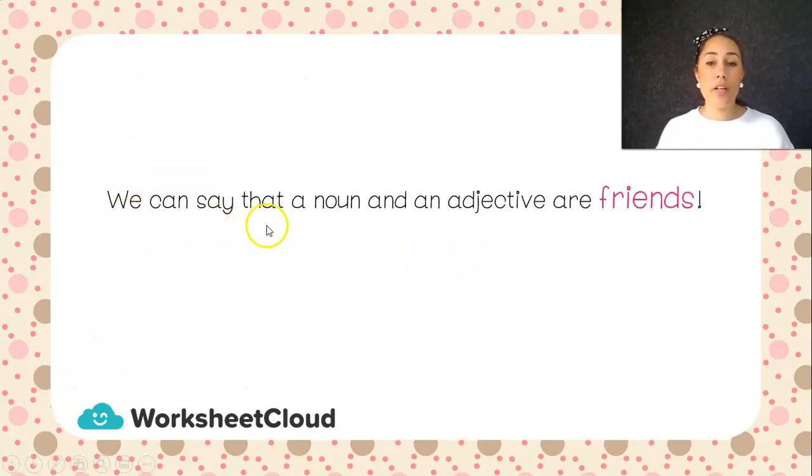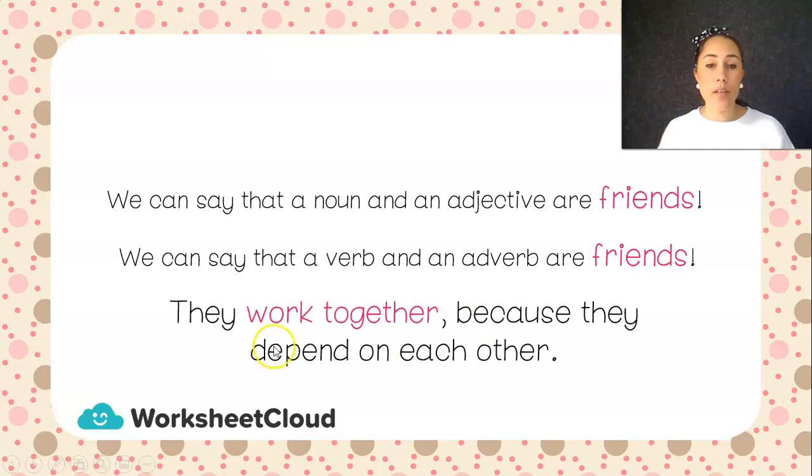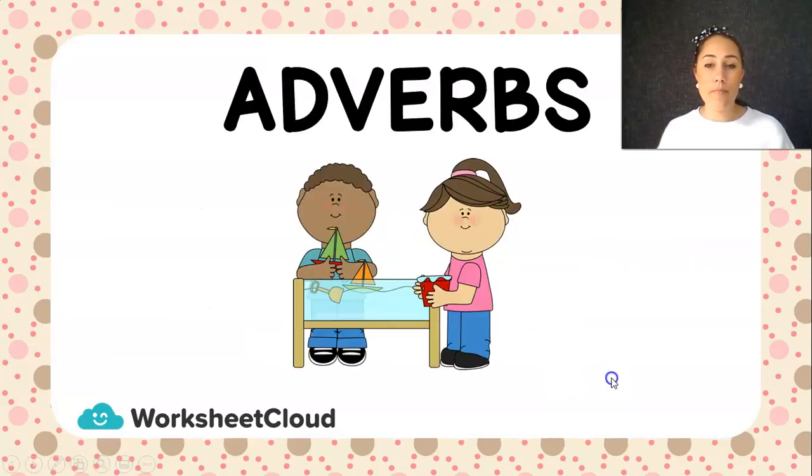So earlier we spoke about a noun and an adjective, and we said that a noun and an adjective are friends. Just like we can say that a noun and an adjective are friends because the adjective describes the noun, we can say that a verb and an adverb are friends. So adverbs are our next thing we are going to learn about. They work together because they depend on each other. The adverb needs a verb to describe, and an adjective needs a noun to describe.